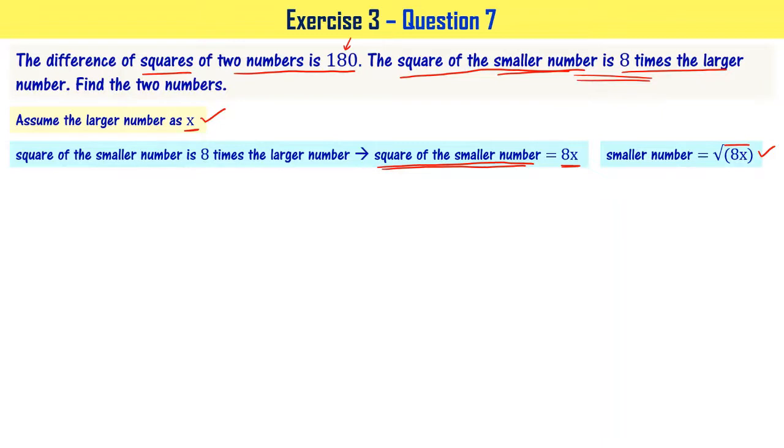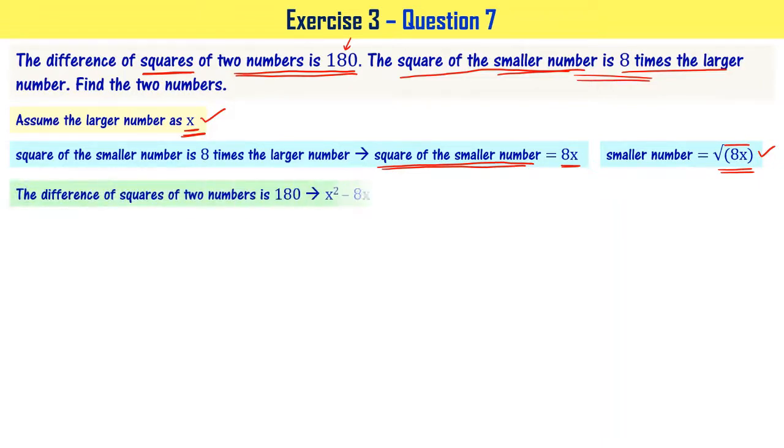Now let's go to the first statement. It says that the difference of squares of these two numbers is 180. It means if you square the larger number and you square the smaller number, the difference between them is 180. Let's write that. The difference of squares of the two numbers is 180. Square of the larger number is x square and square of the smaller number is 8x, right? Because here you have root 8x, and when you square it, it is going to become 8x.